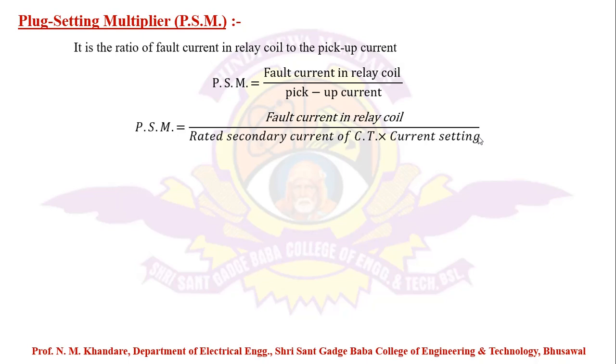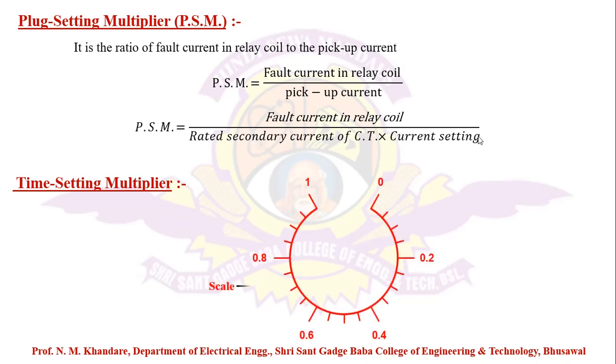If we know the value of the fault current in the relay coil as well as the pickup current, then we can easily calculate the value of PSM, that is the plug setting multiplier. Now the time setting multiplier. Along with the current we can set the time, as we have seen with the time delay, and for that purpose we have a selector switch. So this is the scale for the time setting multiplier. Each division is 0.05 seconds, and we have a range of 0 seconds to 1 second.